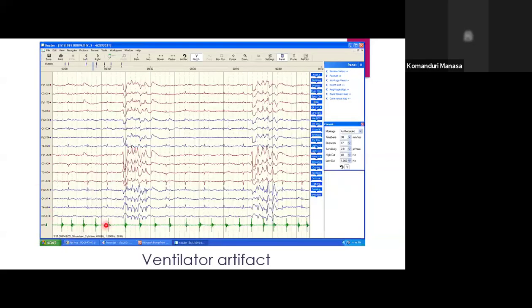This is EKG, but these artifacts. See the artifacts coming. That's what you see: the ventilator artifacts, EKG artifacts. The artifacts generally have to show the EKG properly demonstrating.